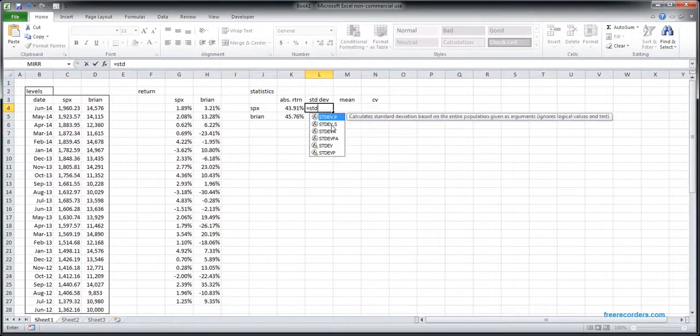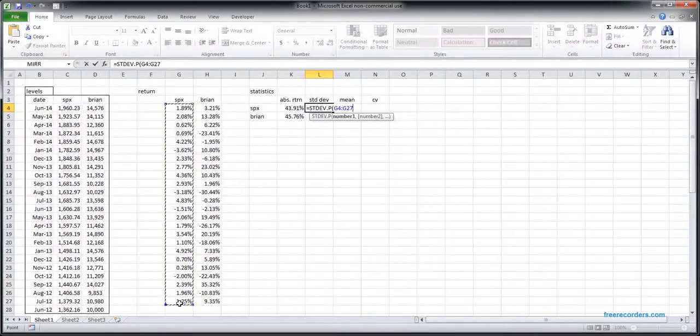We'll just use the standard deviation of the population for the S&P. And then we'll do the same thing for my account.